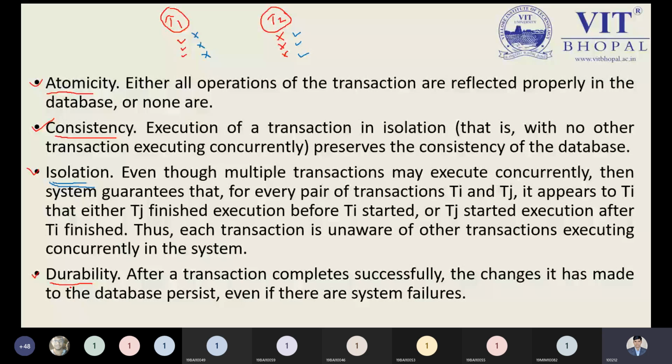So durability is saying that after a transaction is completed successfully, the changes made persist in the database, even if there is a system failure. We need to keep this point in mind while learning the ACID properties of a transaction. This is the summary of the slide I have written here.